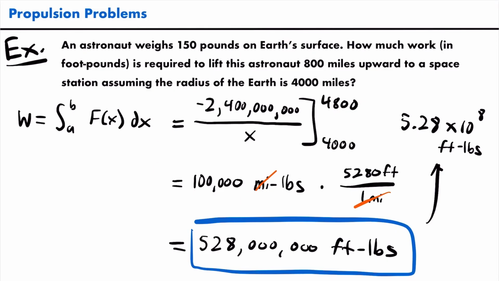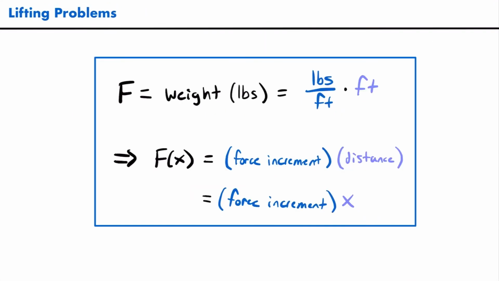We are now ready to look at our next type of work problem. So next up, we're going to look at lifting problems. And in lifting problems, we are going to be calculating the work done by lifting objects where the weight of those objects is not constant. In other words, the force needed to lift those objects is a variable force because the weight of those objects is not the same throughout the entire lifting process.